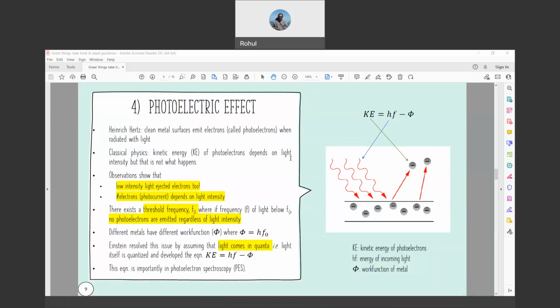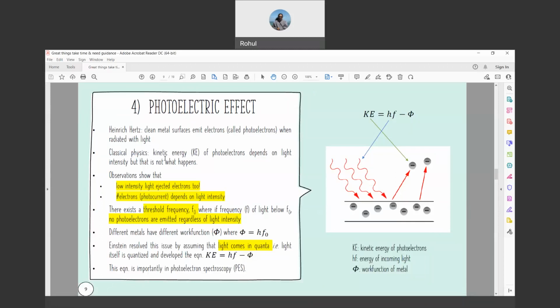The failure of classical physics: the photoelectric effect. First, observe that clean metal surfaces emit electrons, called photoelectrons, when irradiated with light. However, in classical physics theory, the kinetic energy of photoelectrons depends on light intensity. But that is not what they observe, okay?